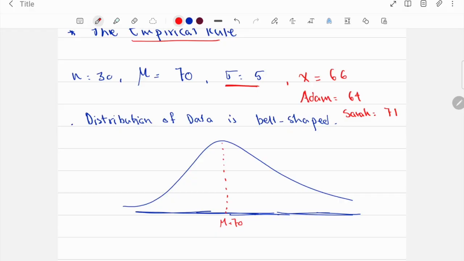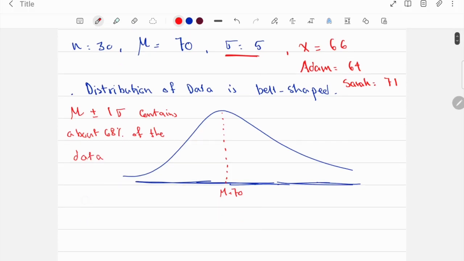The empirical rule says, let me write this down, mu plus or minus 1 standard deviation contains about 68% of the data. In our example, what does mu plus or minus 1 standard deviation mean? The mu is 70, plus or minus 1 times the standard deviation, which is 5. So we have two values. The first value is going to be 65, the second value is going to be 75. So 65 is here, and 75 is here.